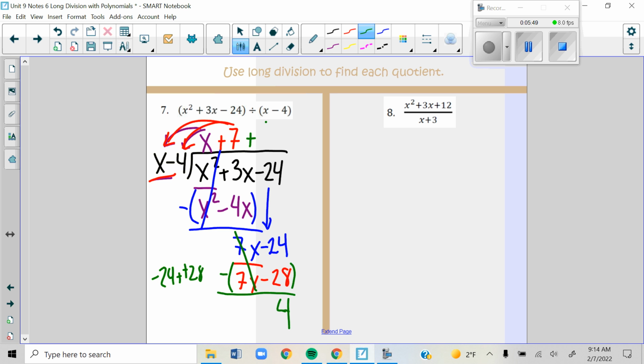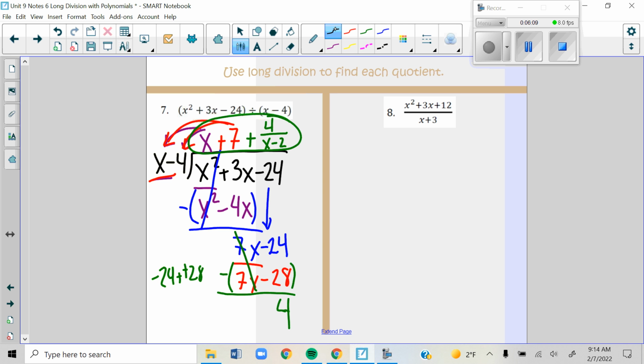And then you take your 4 and you put it over your divisor. So 4 divided by x minus 2. So this entire thing is our solution. So when we have a remainder, something that's a whole number, we put it over our divisor. Let's see how that happens again in this next problem.